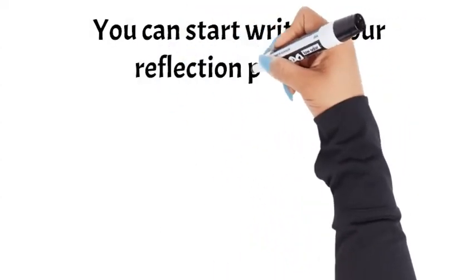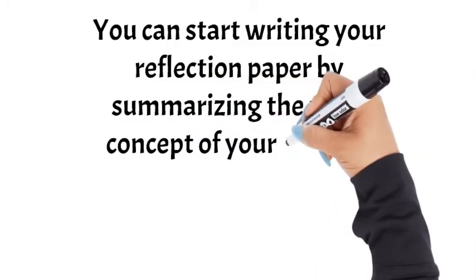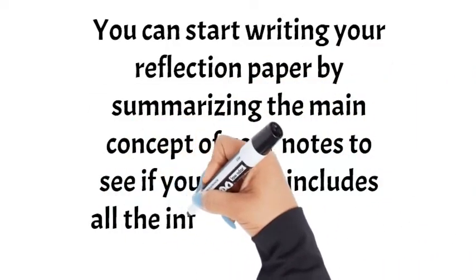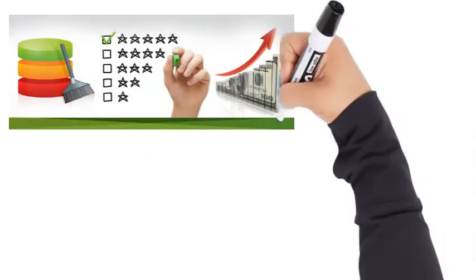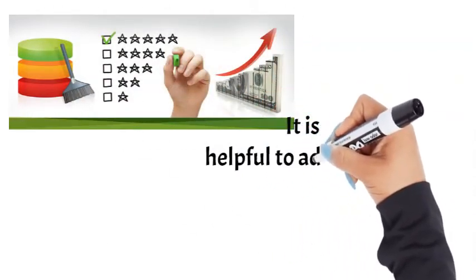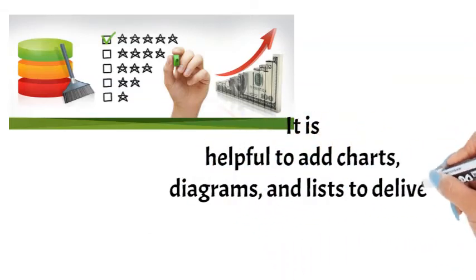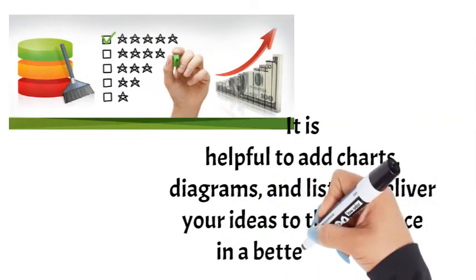Then you can start writing your reflection paper by summarizing the main concepts of your notes to see if your paper includes all the information which is needed for your readers. So you make sure that you are not missing the important things. It's recommended that you show charts, graphs, or diagrams, for instance, if some data is involved, so it's more attractive to the readers.